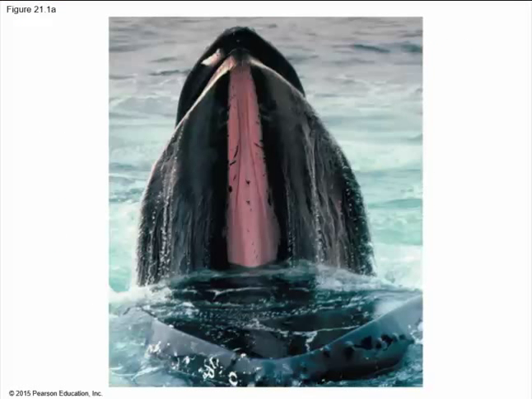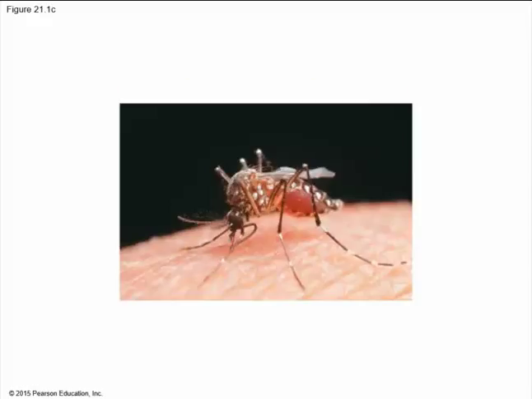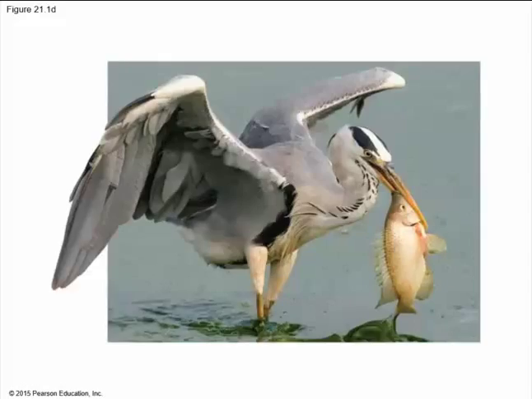This is a filter feeder, a whale. It uses baleen plates to filter shrimp and other small crustaceans from the water. A caterpillar, for example, is a substrate feeder. A caterpillar is eating its way through the leaf and leaving its poop behind, as you can see here. The mosquito is the best example of a fluid feeder, or an aphid on plants. And here we have the bird eating a fish. Birds don't have teeth, so he's going to swallow that thing whole. I don't know what kind of fish that is. Can't tell you right off.